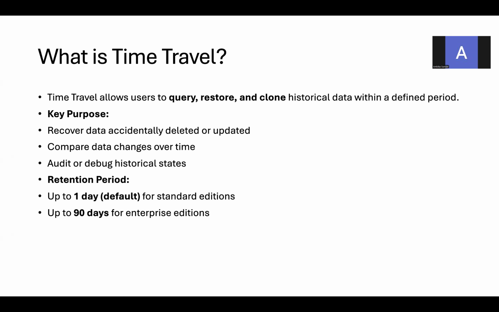The key purpose is to recover the data accidentally deleted or updated. For example, I have some set of data. As I said earlier, one of my team members unintentionally deleted or updated the data which I am supposed to use for my testing. To recover that data from the historical data, I have to go for the time travel features.